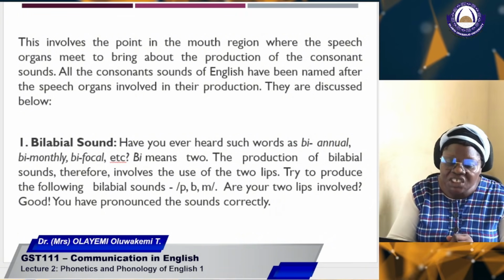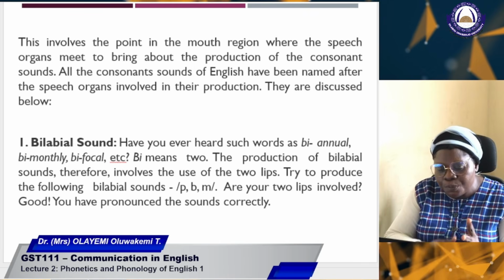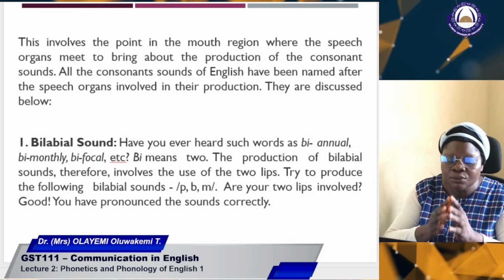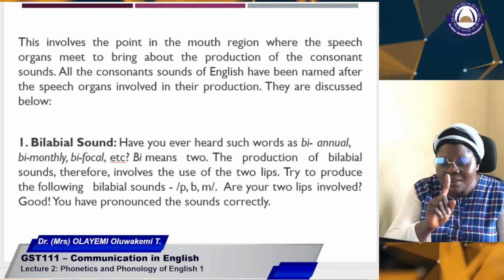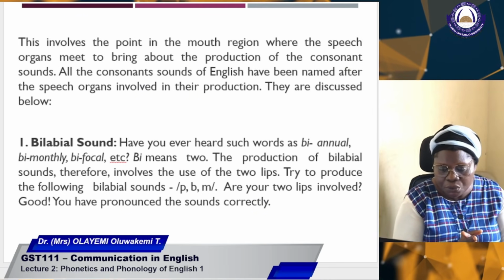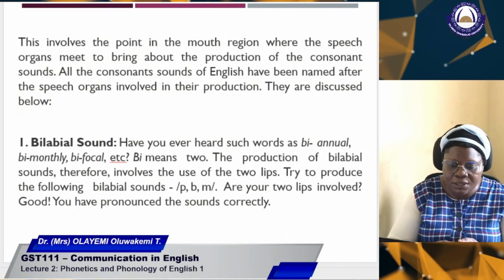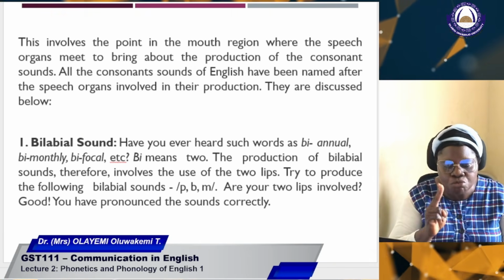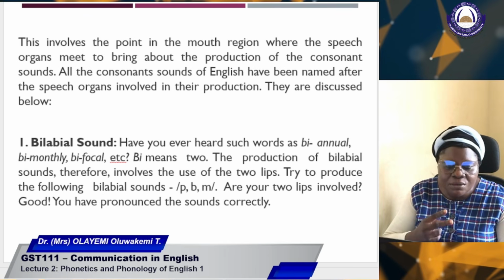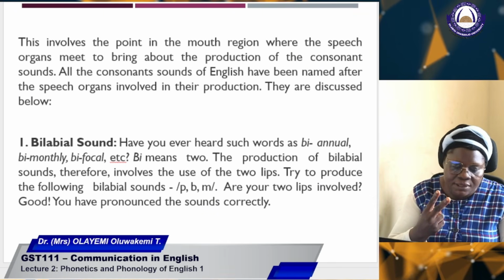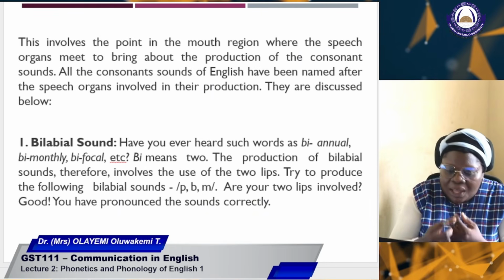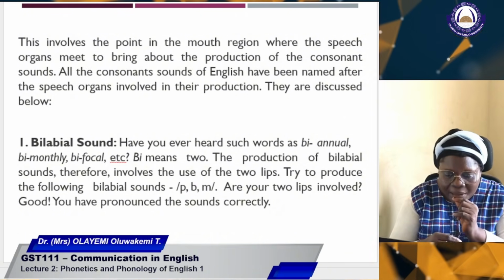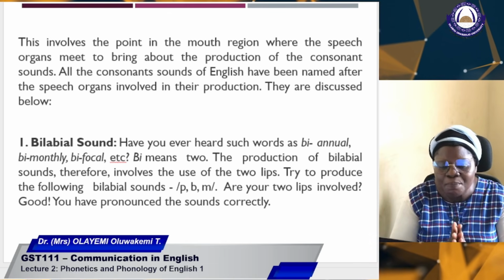Remember, we are talking about speech sounds. And what kind of speech sounds? English speech sounds. So the first thing to consider is the consonant sounds, and we look at the place of articulation where the consonant sounds are produced. Now, have you ever heard such words as biannual, bimonthly, bifocal? Bi means two. So the production of bilabial sounds involves how many? Two things, and those two things are your lips, your lower lip and your upper lip. Bi means two, and labial means lips. So your lower lip combines with your upper lip to produce bilabial sounds.